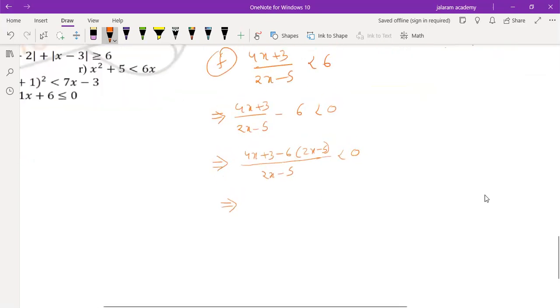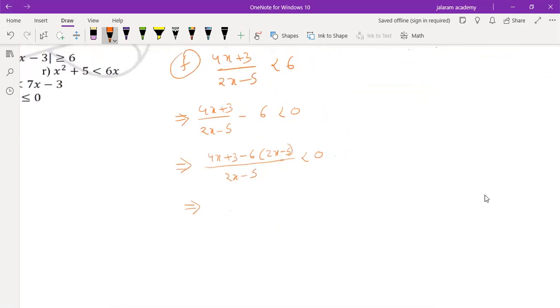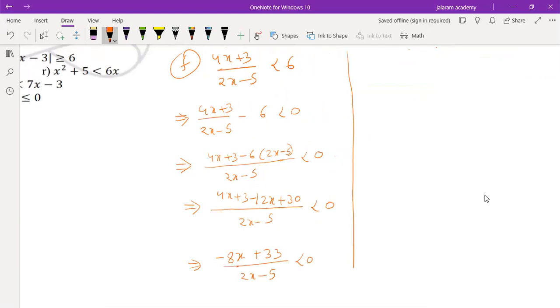It implies, when we open this bracket, 4x plus 3 minus 6 2s are 12x plus 5 6s are 30 is less than 0. It implies 4x minus 12x is minus 8x plus 33 upon 2x minus 5 is less than 0. This x term must be the first term. Is that clear to you?